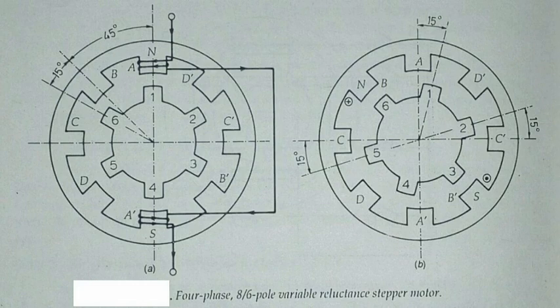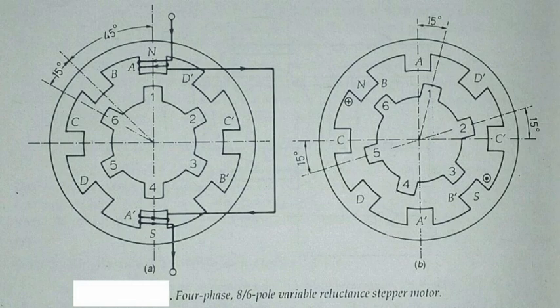Thus, it is seen that if the windings are excited in the sequence A, A plus B, B, B plus C, C, C plus D, D, D plus A, A, the rotor rotates in steps of 45 degrees in the clockwise direction.